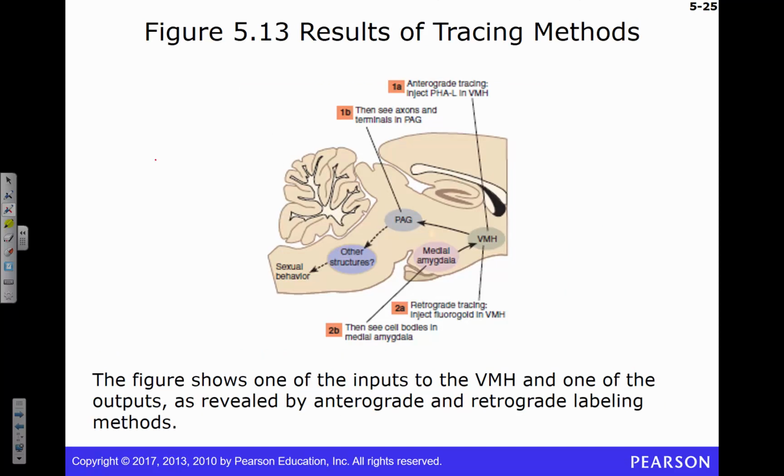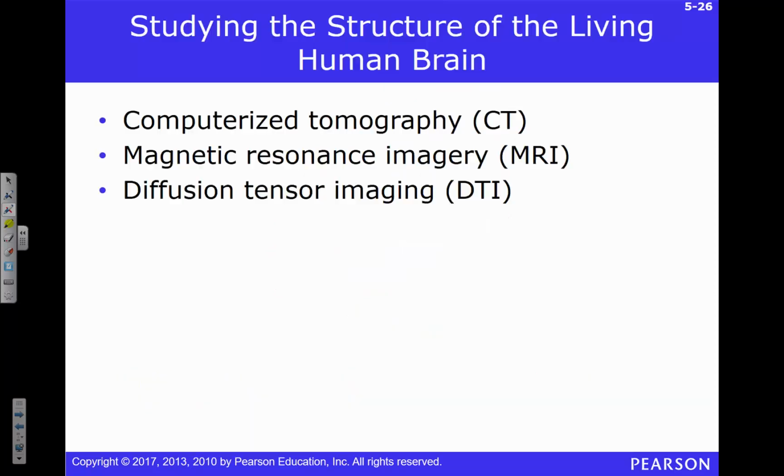So there you go. This is what happens when you make an injection, you wait, and you see where else you find that particular tracer a week or so later and you go, whoa, those two brain regions are connected. That's awesome. All right.